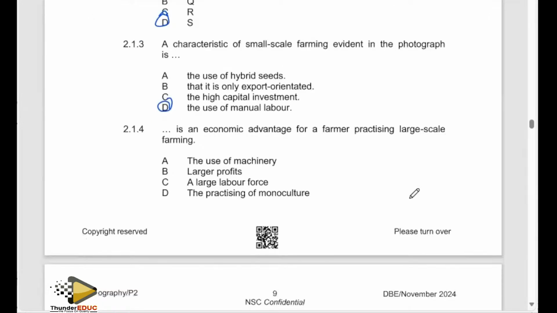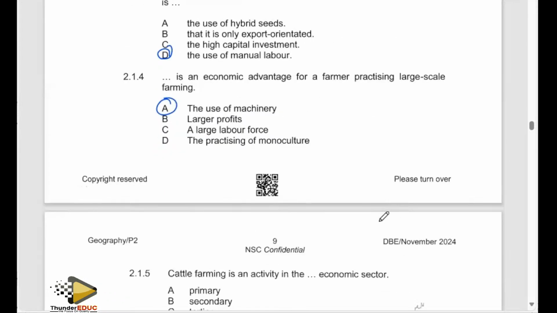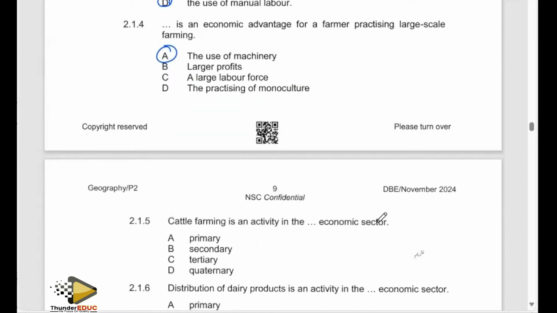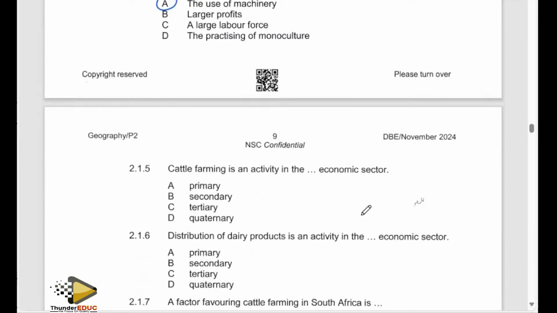Right, question number 2.1.4. Dash is an economic advantage for a farmer practicing large-scale farming. What is the advantage of a large-scale farmer? Right, the correct response there is the usage of machinery, like what we have seen. Large-scale commercial farmers have the advantage of using farm mechanized equipment to do large-scale production.